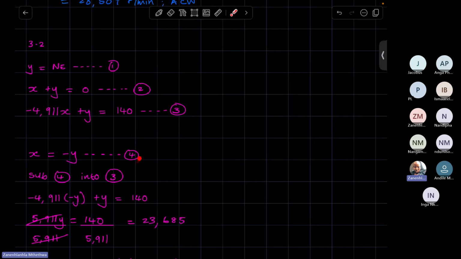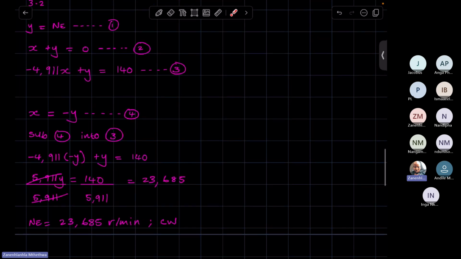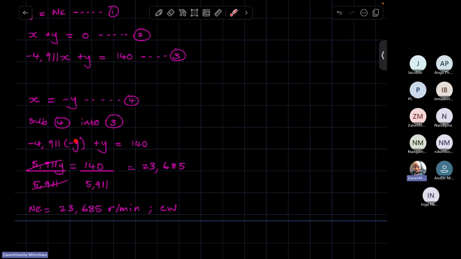Then you substitute your fourth equation into the third equation. That way, X will be expressed in terms of Y, and Y is the only unknown. So this times that is positive 4,911 Y. That plus Y gives us 5,911 Y, is equal to, of course, the 140. We're looking for Y, so we divide both sides by the coefficient of Y, which is 5,911. Punching this in your calculators, this is what we get. So Y is equal to 23,685. That's the value of Y.